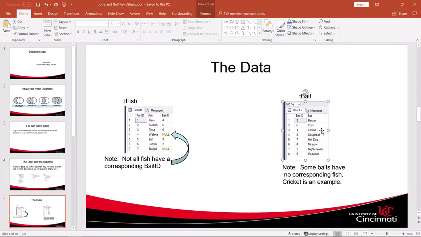The cricket row in the bait table is primary key 1, bait ID 1. If I look over here in the foreign key table, in the fish table, there is no bait ID 1. Therefore, I can tell by looking at the data that not all the baits have a corresponding fish. And again, that is by design. We did that on purpose to illustrate what happens when we join these two tables together in this special condition.